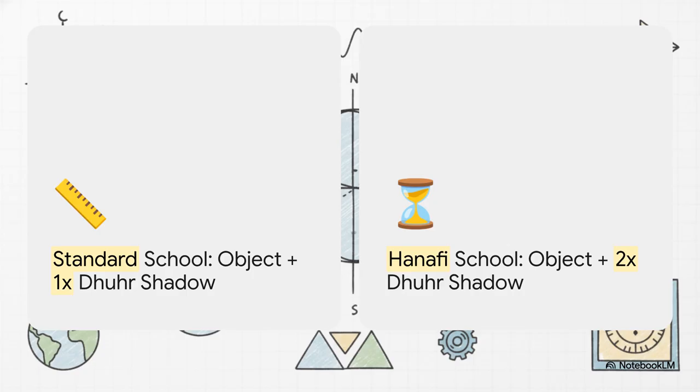On the flip side, the Hanafi school waits until the shadow equals the length of the object plus 2 times the noon shadow. This 2x multiplier means you literally have to wait for the sun to get much, much lower in the sky, which can easily push the prayer time 30 to 60 minutes later in the day. So yeah, if your app is set to Hanafi and your neighbor's is set to standard, you are definitely getting notifications up to an hour apart.